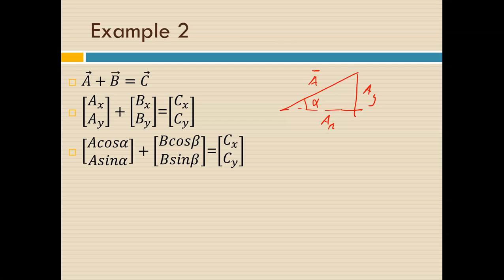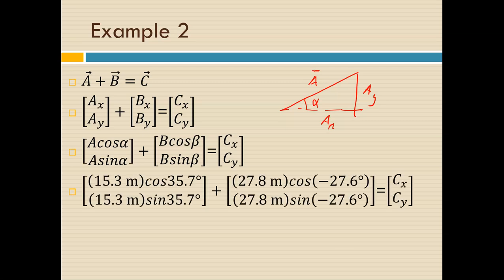Once we have the expression there, I can go ahead and put in the values. And so there's the values. 15.3 meters times the cosine of 35.7 degrees. 15.3 meters times the sine of 35.7 degrees. That's my A vector. For my B vector, notice, this is where the negative sign comes into play because it's rotating in the negative direction. So I'll just put in a negative sign for the angle.